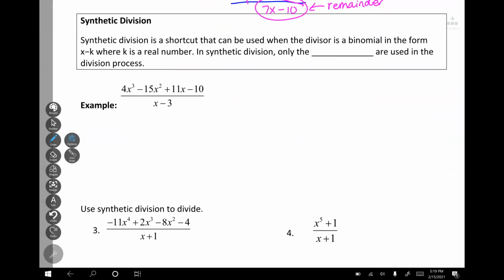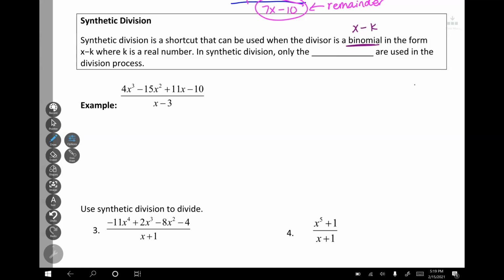Now let's look at synthetic division. Synthetic division is a shortcut that can be used only when the divisor is a binomial in the form x minus k. So it has to be linear, like there's no squared term here. And it's a binomial. There's only 2 terms. So you're only going to have x minus some number, k, where k is a real number.